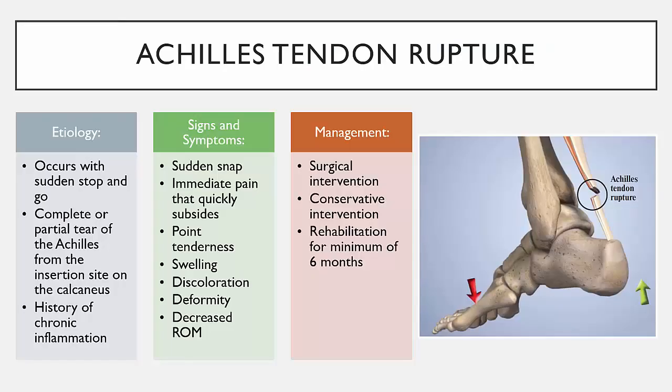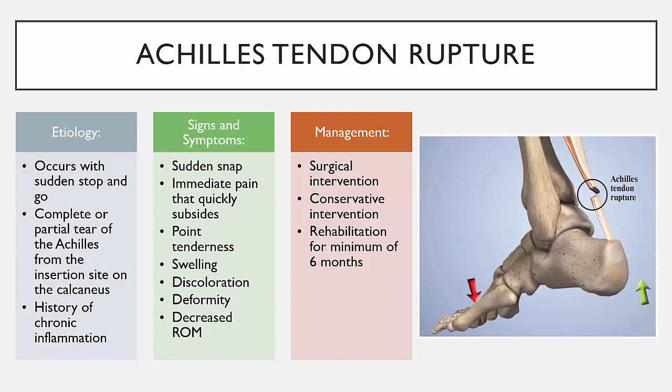Achilles tendon rupture. An Achilles tendon rupture is a complete or partial tear of the Achilles tendon from its insertion site on the calcaneus. This typically occurs with a sudden stop and go movement, or with forceful plantar flexion with the knee moving into full extension. This injury is commonly seen in males more frequently than females, and in patients older than 30, but can be observed in any age and is being observed in increasing numbers of adolescent patients.